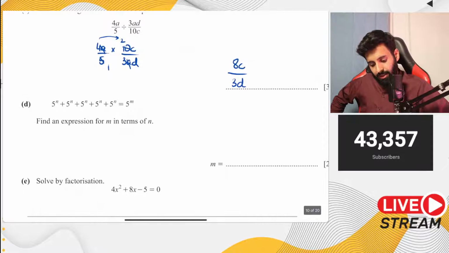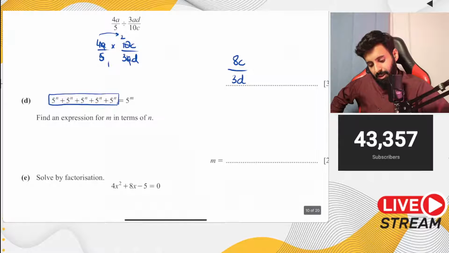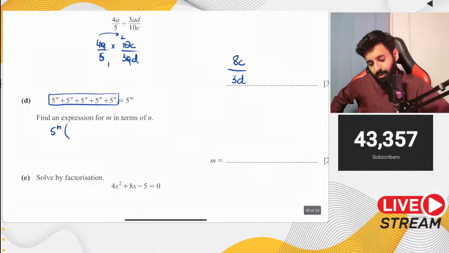Then it says find an expression for m in terms of n. So this might look like a crazy question, but it's actually not that difficult. All you have to do is realize that you can actually factor out 5 power n. And if you do that, you have 1 plus 1 plus 1 plus 1 plus 1, which is equal to 5 to the power m. And not so coincidentally, this also becomes 5. And now you're looking at 5 to the power n times 5, which is equal to 5 to the power m.